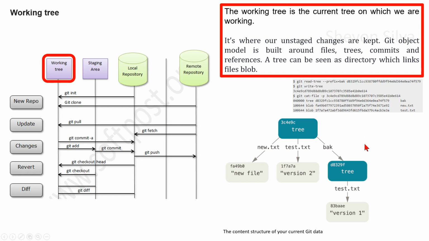If you created a working directory from the new tree you just wrote, you would get the two files in the top level of the working directory, and a subdirectory named BAK that contains the first version of the test.txt file. You can think of the data that Git contains for these structures as being like this.